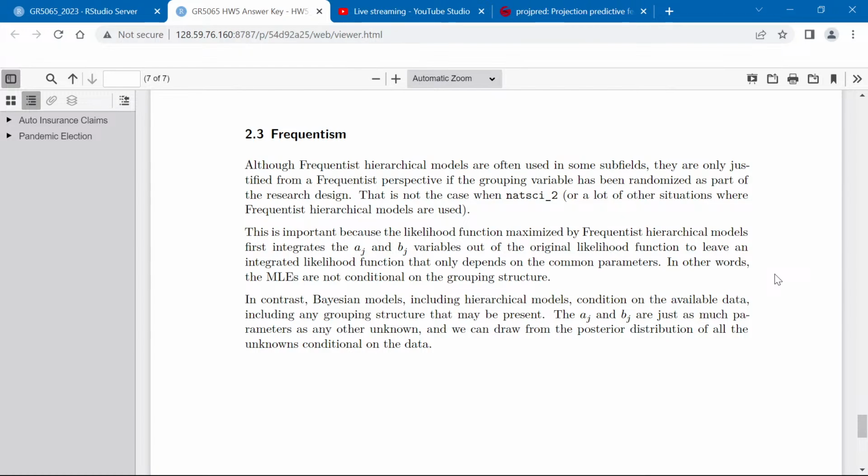Anyway, the likelihood function being maximized by those things integrates out the A sub j's and the B sub j's. So the shift in the intercept by j group, or the shift in the slope on some variable by j's group, it integrates those out, like we've done a few times. It integrates them out of the likelihood. That can be done analytically if the original likelihood function is normal.